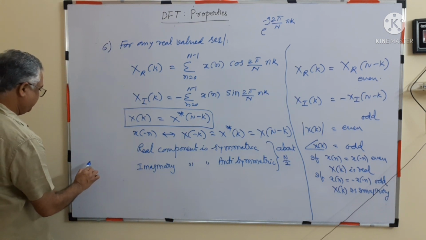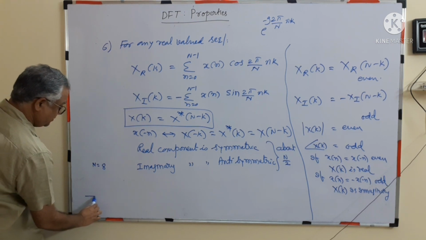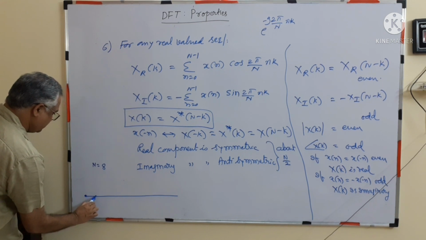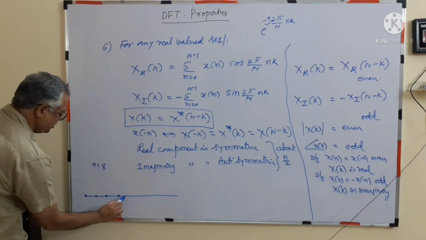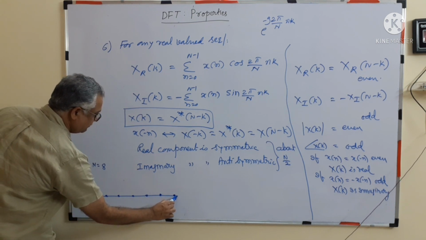For example, if N is equal to 8, N equal to 8, this is 0, 1, 2, 3, 4, 5, 6, 7.